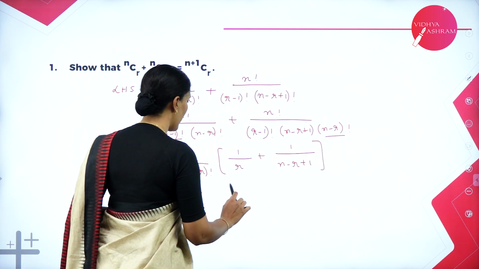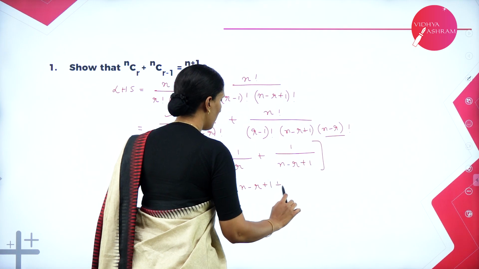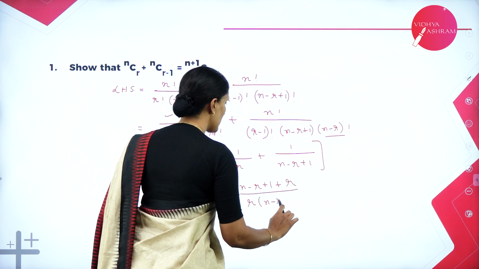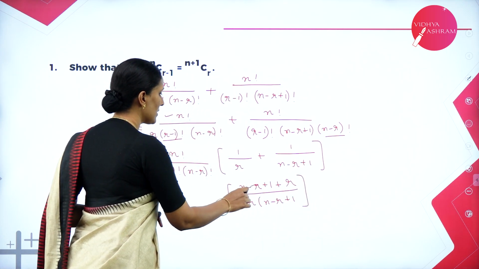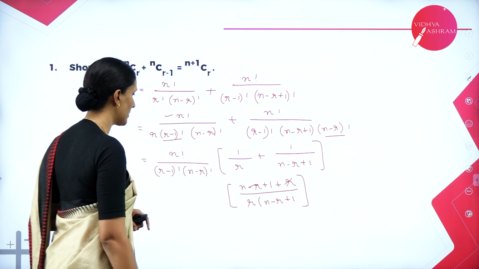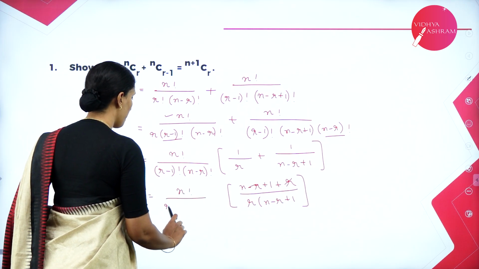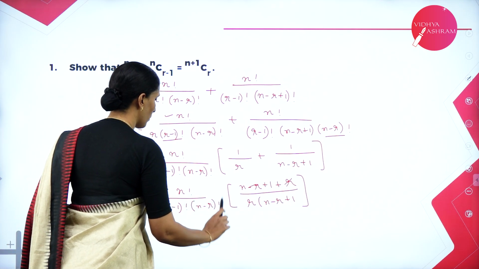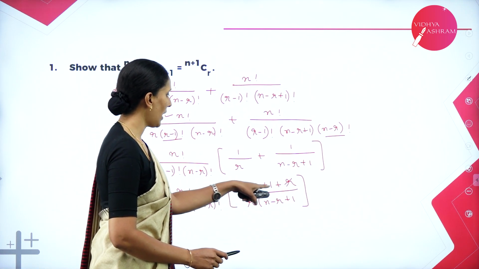So let us simplify this. We will get N minus R plus 1 plus R divided by R into N minus R plus 1. Now here minus R plus R cancels. So we are left with N factorial into N plus 1 divided by R minus 1 factorial into N minus R factorial. Now we know it is in the form of N factorial into N plus 1.